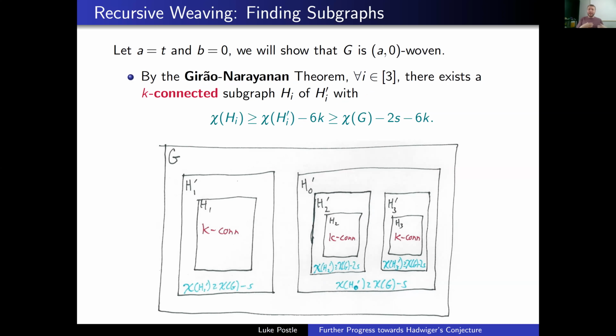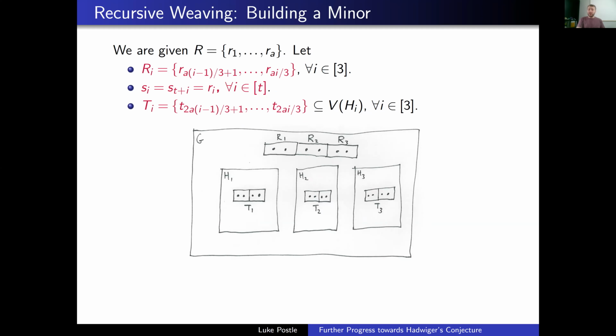So you can get K-connected subgraphs with, again, not losing much. If you think S and K are kind of small, you don't lose too much. So we can find 3 still very high chromatic subgraphs that are K-connected inside of G. And now we're going to go ahead and build it recursively. So let's even assume that R is given to us, so we need to build a rooted minor on R1 up to RA. How do you do this? You just split it into thirds. You have R1, R2, R3, and you think of those as your S's.